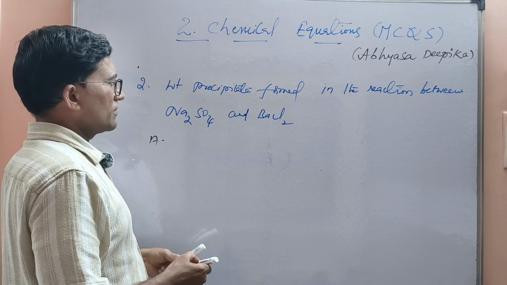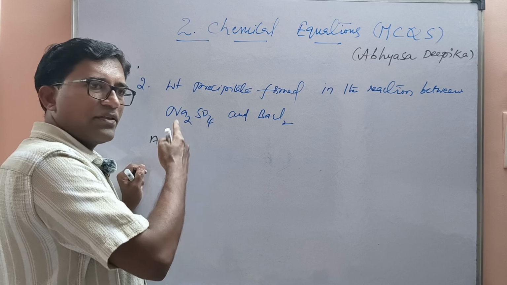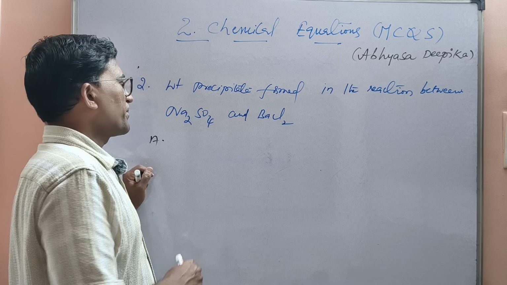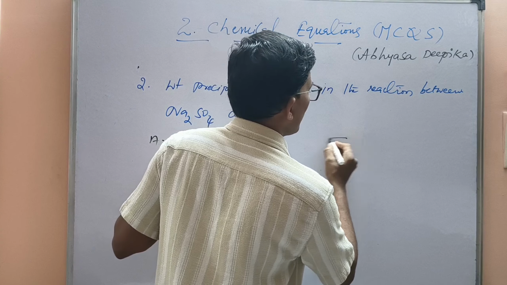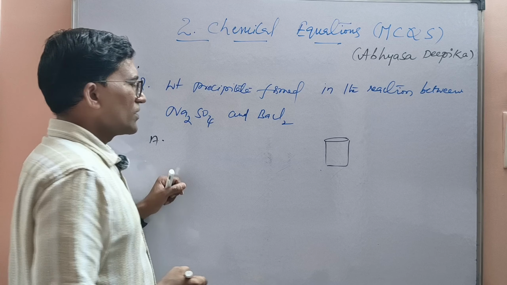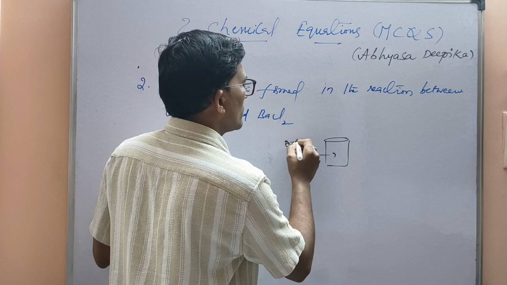This is an activity, class activity number 2 of the second chapter. Na2SO4, I am taking in one glass beaker. I will explain this activity very clearly. In this glass beaker, I am adding a few ml of distilled water.